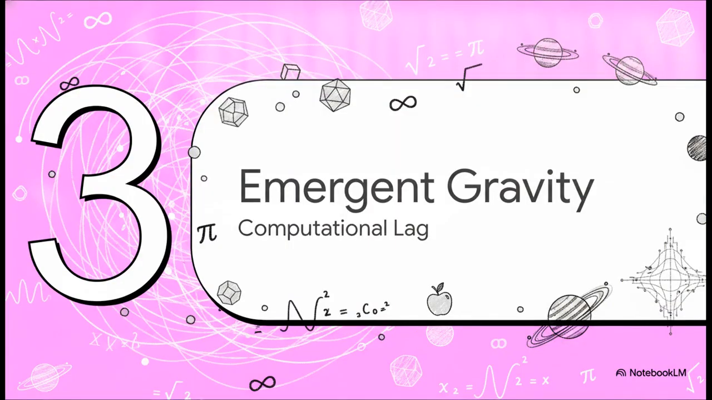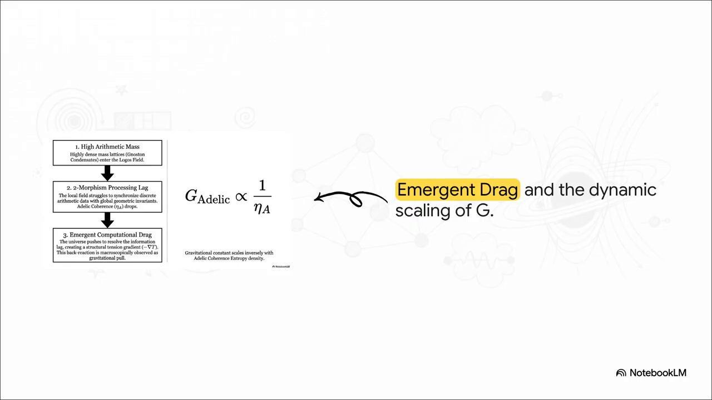Moving to part 3, the math behind emergent gravity. So, if information is the fundamental substrate and the Logos master equation governs its flow, how do we explain physical forces? Specifically, where does gravity come from? Get ready for a paradigm shift because in this framework, gravity is absolutely not a fundamental curvature of smooth space. It is a computational lag. When we check the proportionality equation, G adelic scales inversely with eta sub A, and eta sub A represents the adelic coherence entropy density.